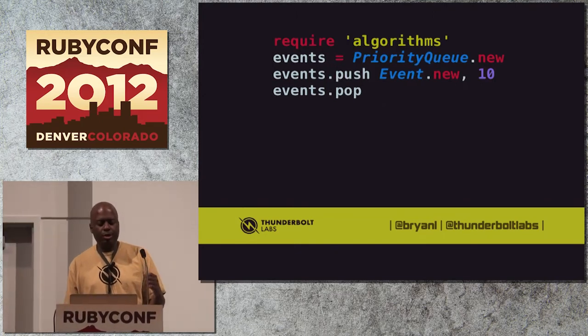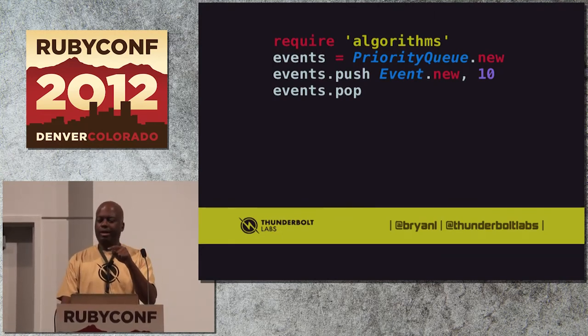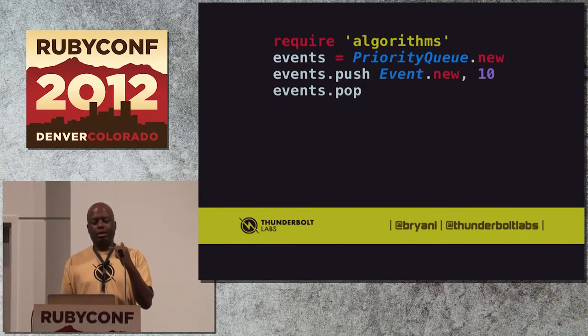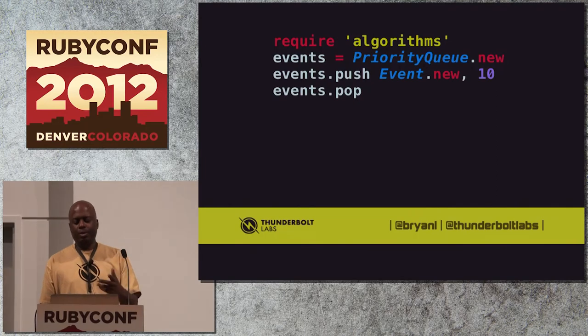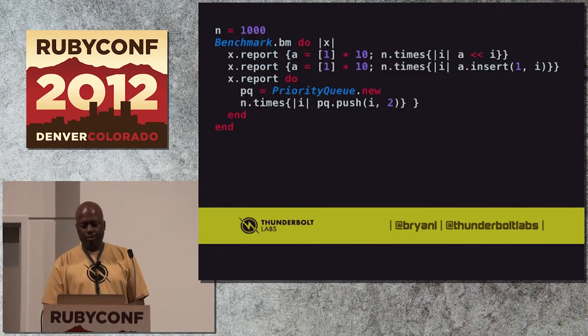So what I want to do is say, add this new event at priority 10. Then I don't have to go through my array to figure out what to do. I just say, hey, pop off the next item, and it will pop off the thing with the lowest priority, which in this case will be 10. So that's cool and all.